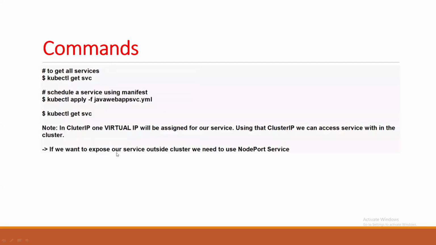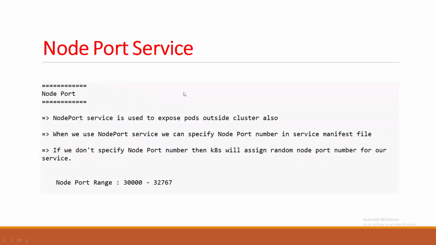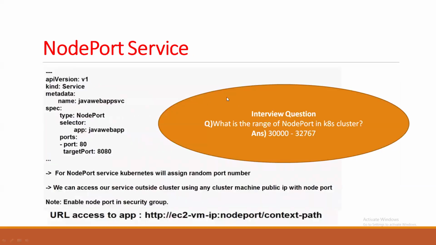If you want to expose our service outside the cluster, we need to use the node port service. Node port service is used to expose the pods outside the cluster also. When we use the node port service, we can specify the node port number in the manifest file. If you do not specify the node port number, then Kubernetes will assign a random node port number to our service. The node port range is 30,000 to 32,767. We can provide a number in that range. Node port service.